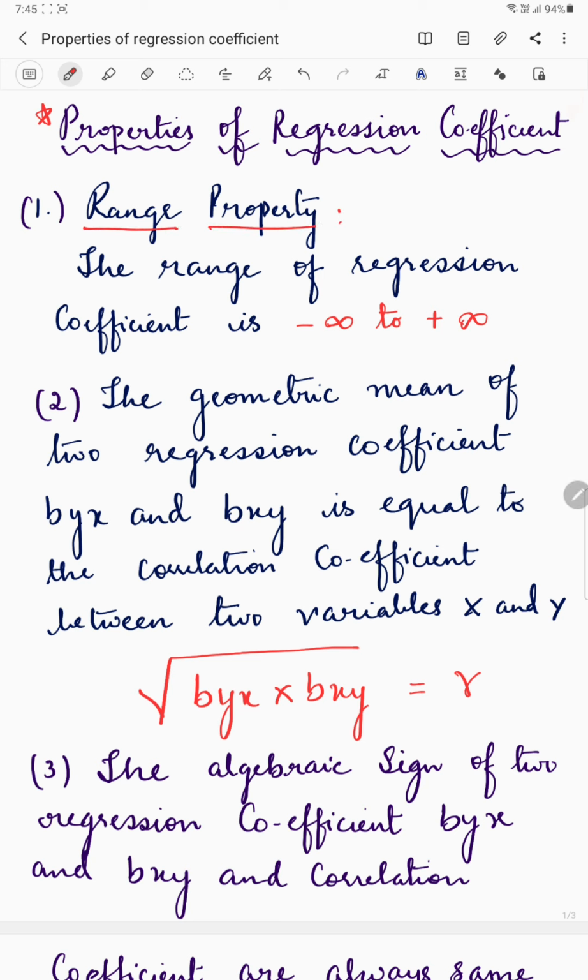Range means what? From one value to another value. Or it bridges a gap between two values, like correlation we have from +1 to -1. Similarly, the range of regression coefficient is minus infinity to plus infinity. So this is the range for it. So kindly learn the range for regression coefficient is minus infinity to plus infinity.